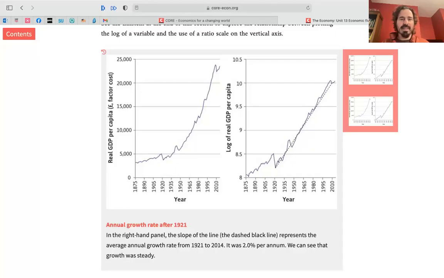These graphs in chapter 13.1 of GDP are for England. So how can we get graphs like this for the United States? Let's take a quick look here.